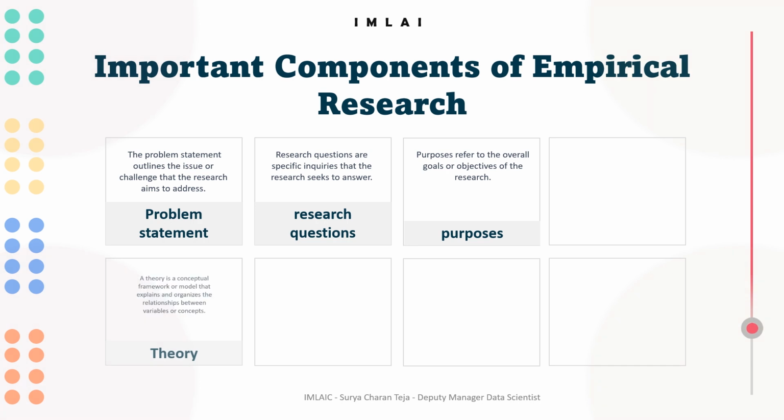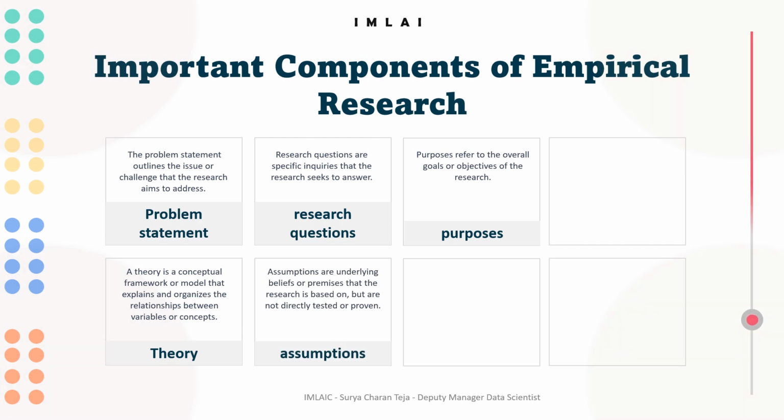Then we have benefits. Okay. We have theory. A theory is a conceptual framework or model that explains and organizes the relationships between various variables or concepts. It provides a theoretical foundation for the research and helps guide the research design, data collection, and analysis.